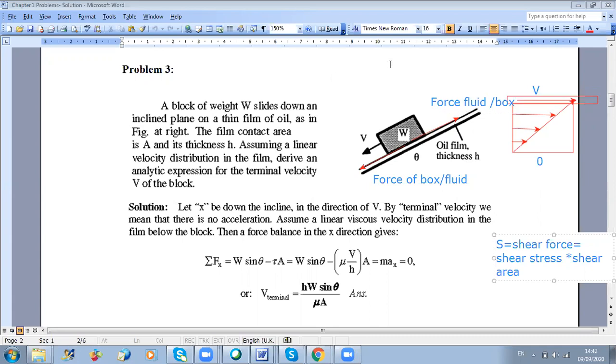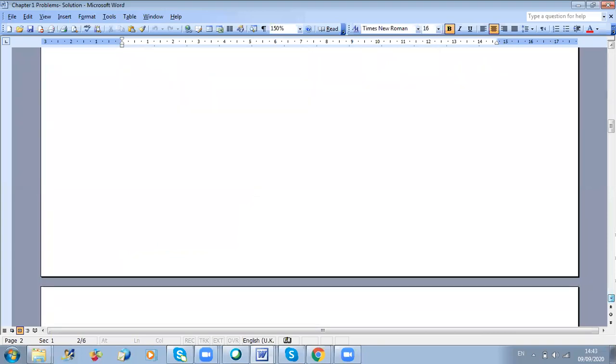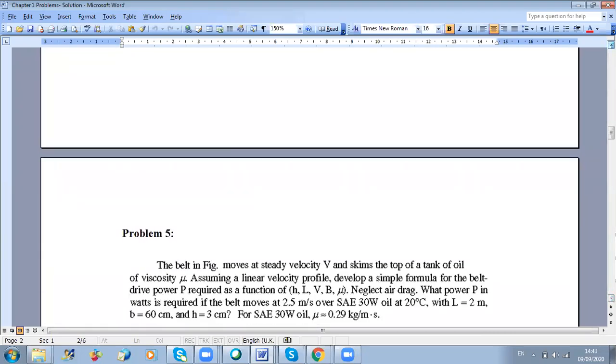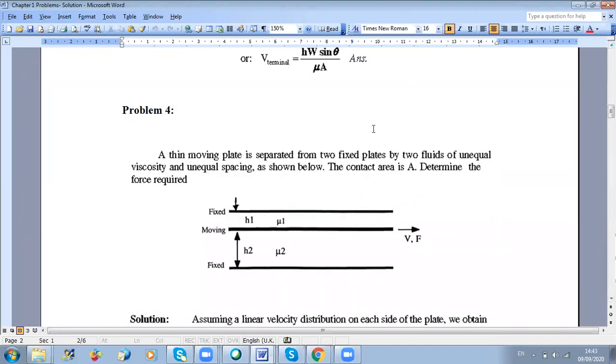Okay, so let us continue. We move to problem 4. A thin moving plate is separated from two fixed plates by two fluids of unequal viscosity and unequal spacing as shown in the figure. The contact area between the two fluids is A. Determine the force required to move the plate.